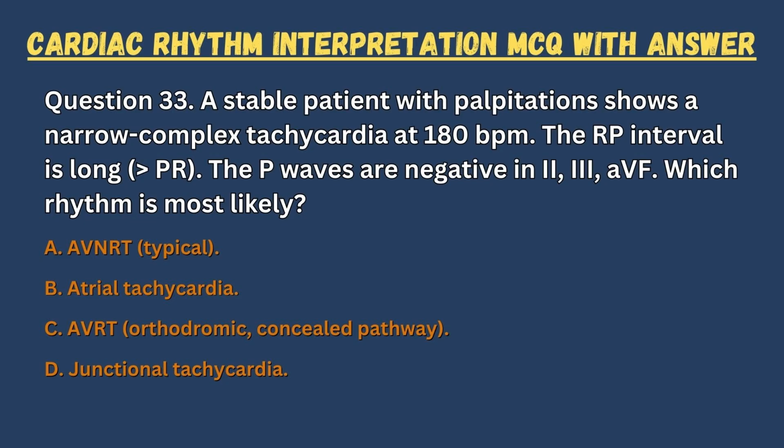The RP interval is long, PR short. The P waves are negative in 2, 3, aVF. Which rhythm is most likely? A. AVNRT typical. B. Atrial tachycardia. C. AVRT orthodromic concealed pathway. D. Junctional tachycardia.